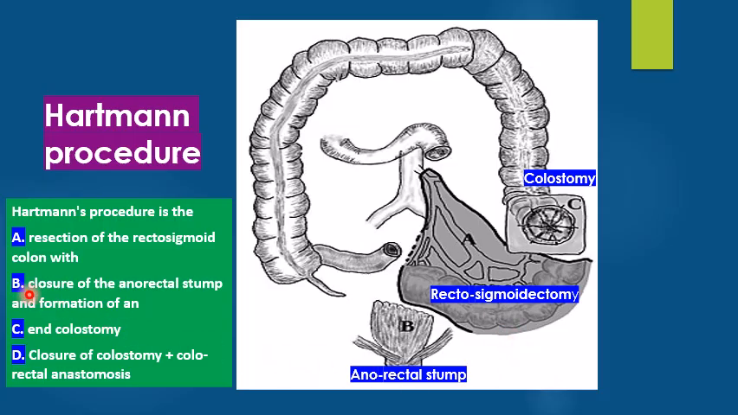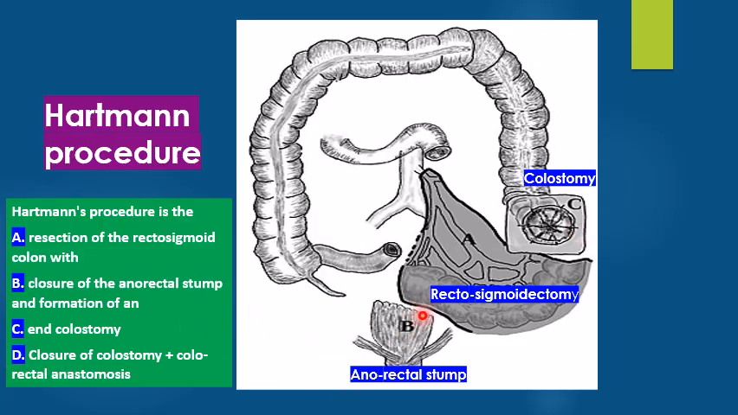Then the second part is B, the closure of the anorectal stump. So you close up the stump and you leave it in situ, leave it intact. The third part, C, is your colostomy. The descending colon is brought out in the left iliac fossa as an end colostomy, which is normally a temporary colostomy, which can be removed and re-anastomosed a couple of weeks later.